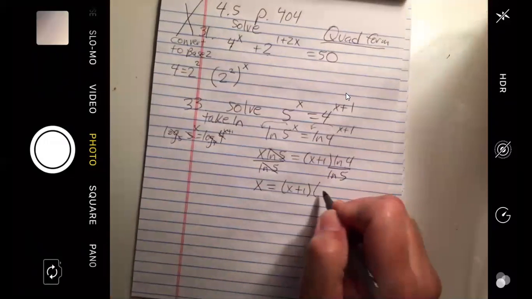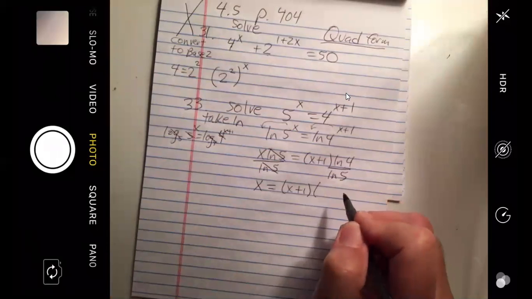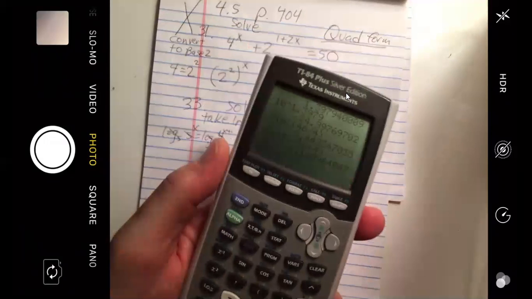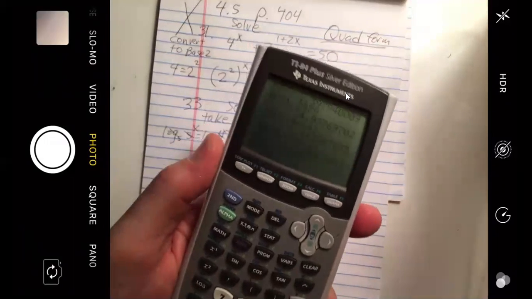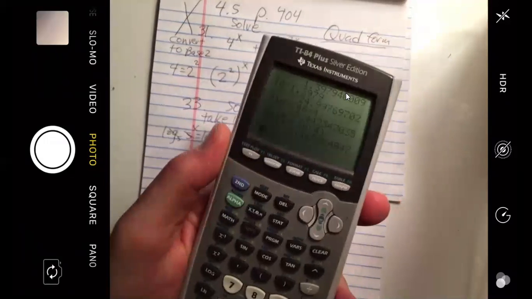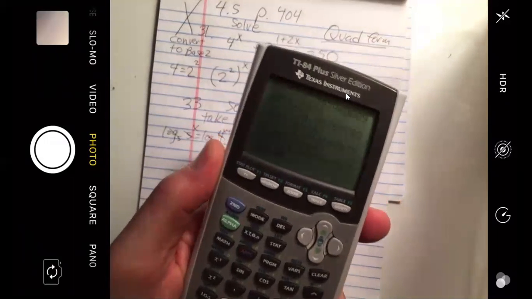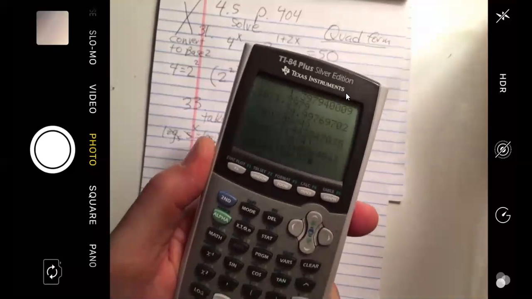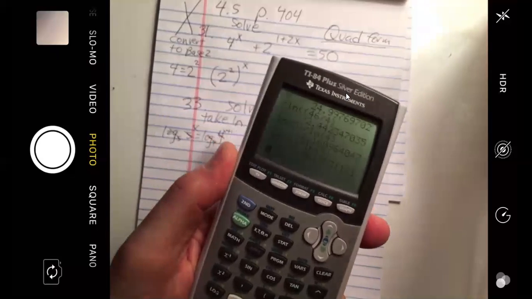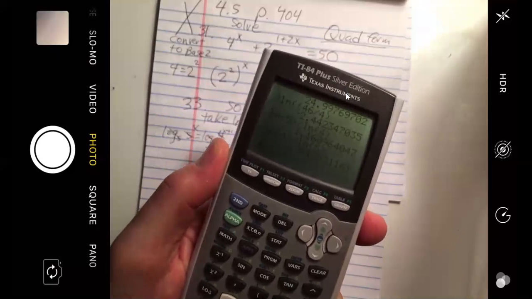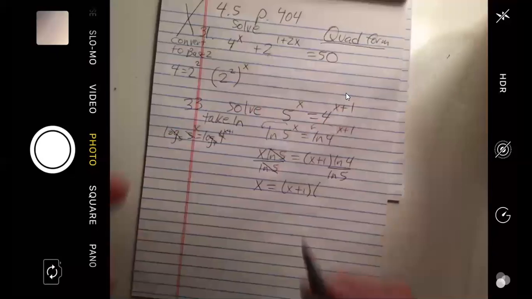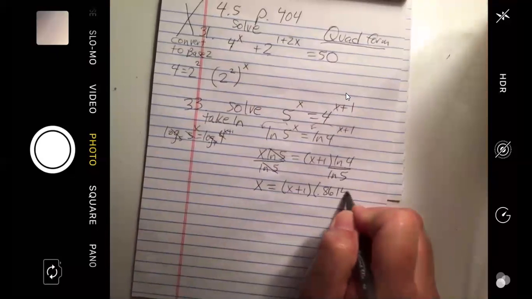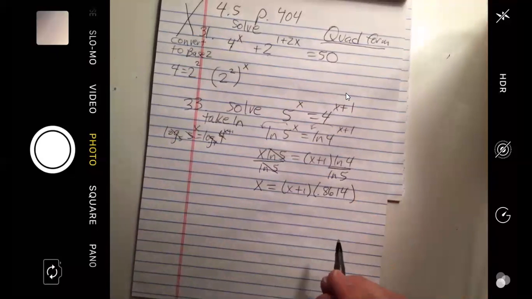Wait, I thought you had to divide ln 4 by ln 5. Oh my goodness, I am asleep this morning. You're absolutely right. I got it backwards, upside down. Thank you so much. It's ln of 4 divided by ln of 5. So it's 0.8614, we'll call it. Thank you for saving me from my folly.